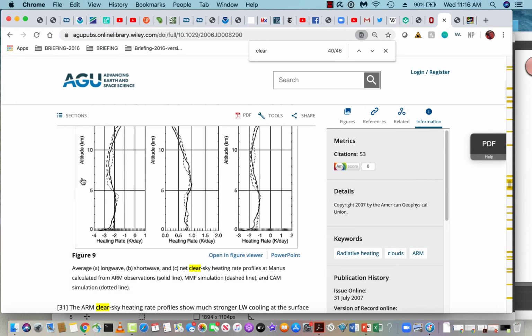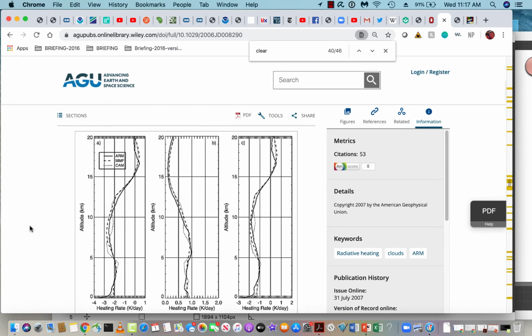And looking again, the left-hand column is the long wave radiation. The middle column is the shortwave contribution. And then the right-hand side is the net. And this is at some tropical location. So what do we see? Let's look at the first diagram here.